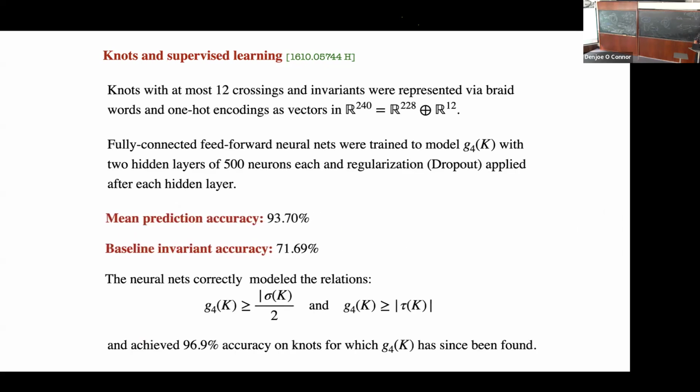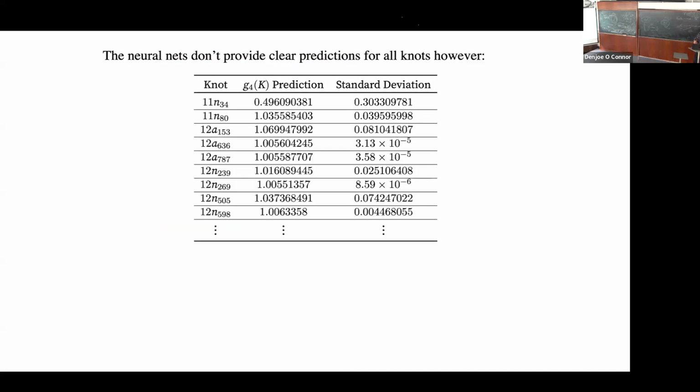Since that time we've discovered a bunch more slice genera using other techniques, and it turns out that these predictions continue to be pretty accurate. I think what's most interesting here, though, is that the neural net did not provide clear predictions for all knots. If you write down a table of all the knots where we don't know the slice genus and plug them into the neural network, notice that for all of these knots here, it predicted 1.